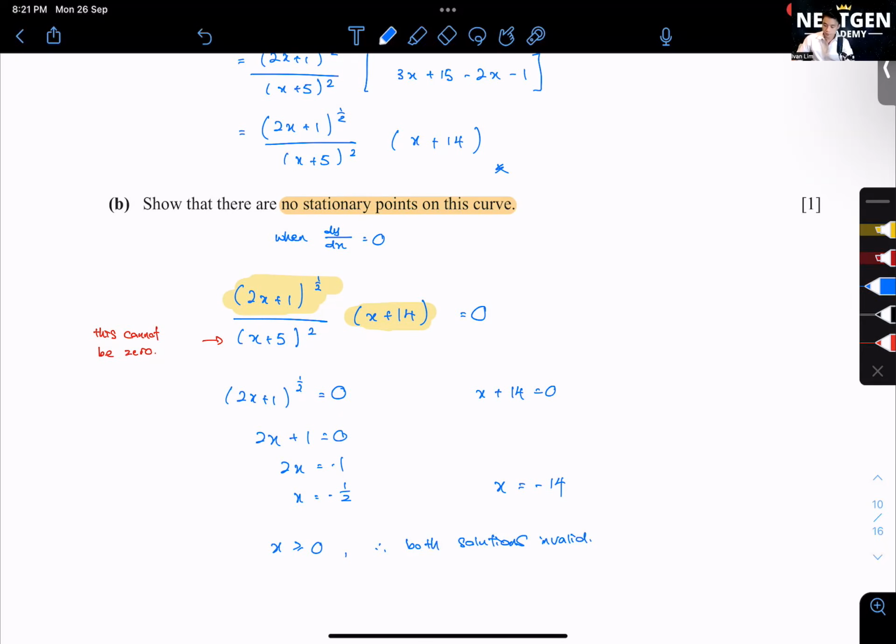Okay, but this one is 1 mark only. I don't know why 1 mark, so long the working.